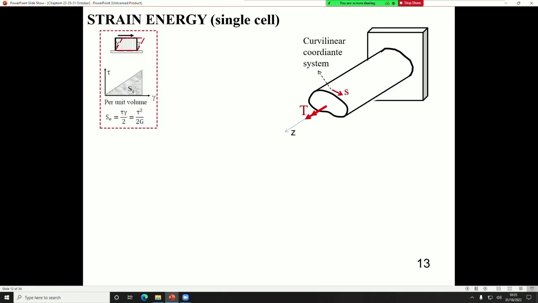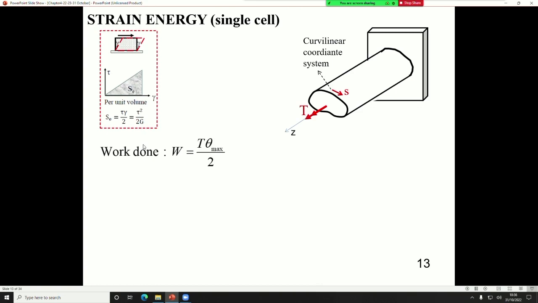So this is a single cell, it's subject to a torque. I've attached a curvilinear coordinate system at any point on this section. And this is what I've borrowed from chapter one. If you had a component which is subject to shear stress, therefore, from the shear stress shear strain diagram, we can say this is the strain energy stored per unit volume. But if the thickness is variable, shear stress is varying, therefore, I cannot multiply it by the volume. If it was constant around the section, yes. But at the moment, I can't.